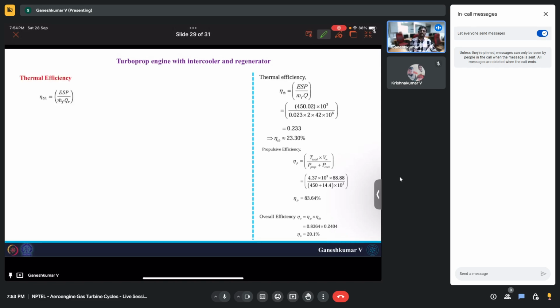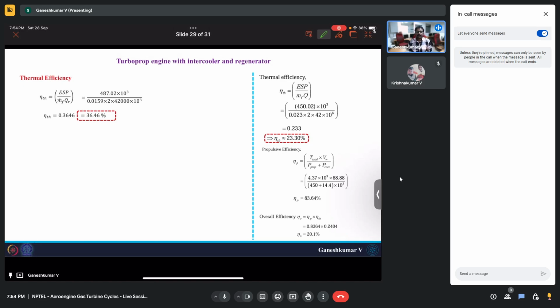So finally, we also need to find efficiencies. The thermal efficiency here is quantified from equivalent shaft power divided by m dot f into qr, which is nothing but the amount of energy that we gave in terms of fuel. If you substitute these numbers, you will end up having 36.46%. So a very huge increase in thermal efficiency from 23.3%.